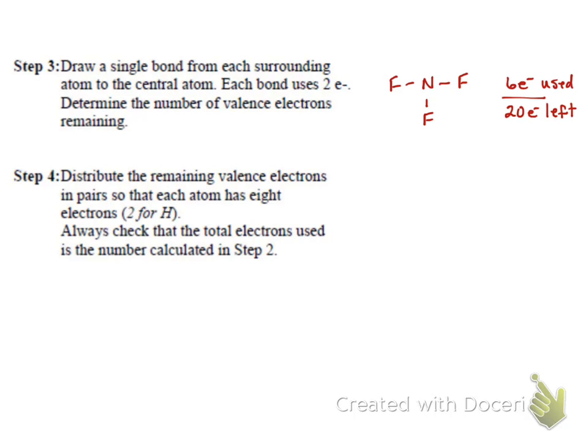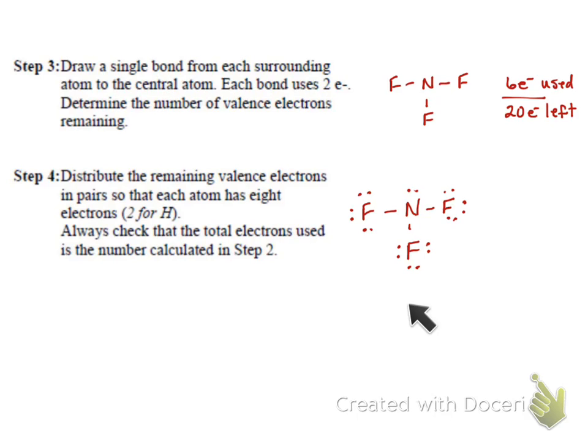Okay, the next step is to take your structure and draw a single bond between each atom. You know you're going to have at least single bonds. And then figure out how many electrons you have left. You've used up 2, 2, and 2, which is 6, so 20 electrons left. And then figure out how to use those 20 electrons to spread them out so that each atom gets an octet.